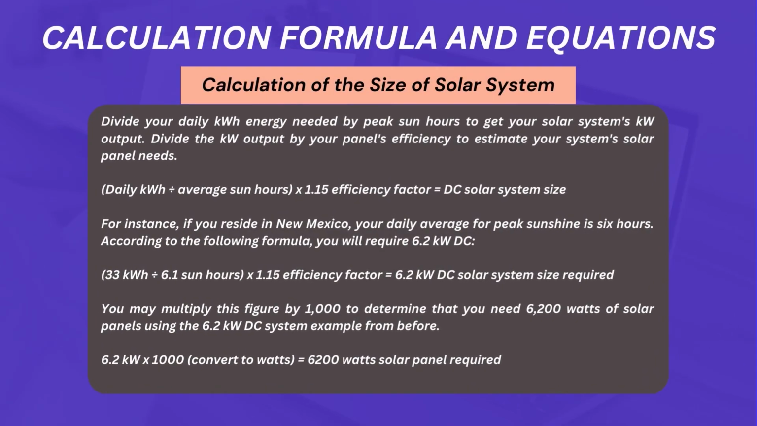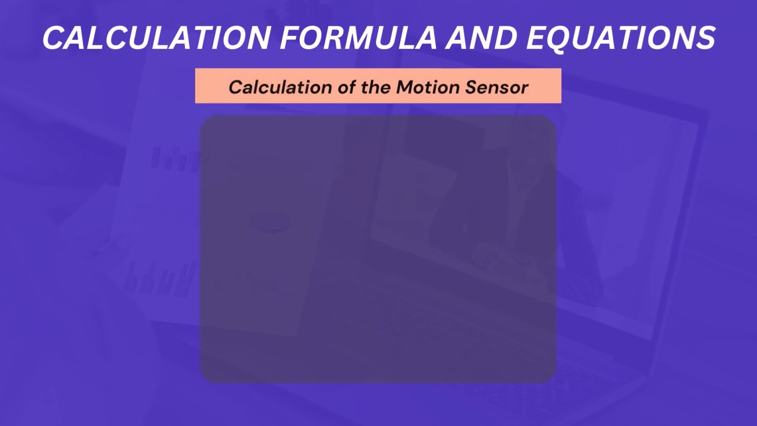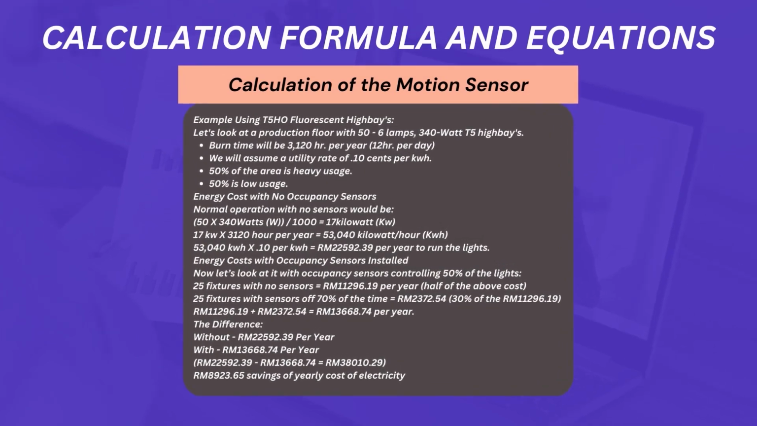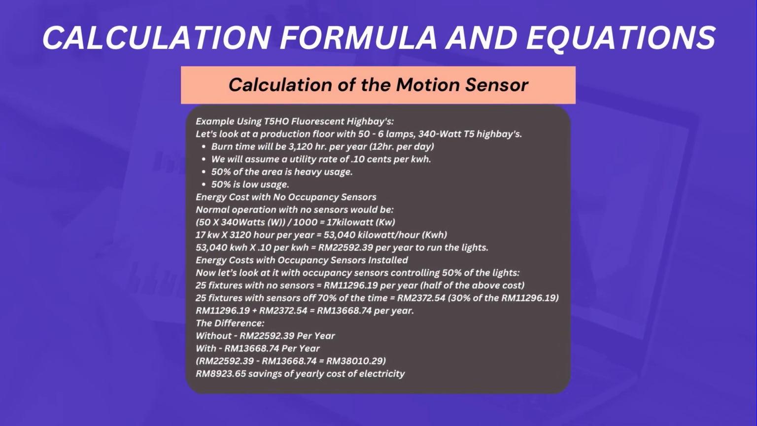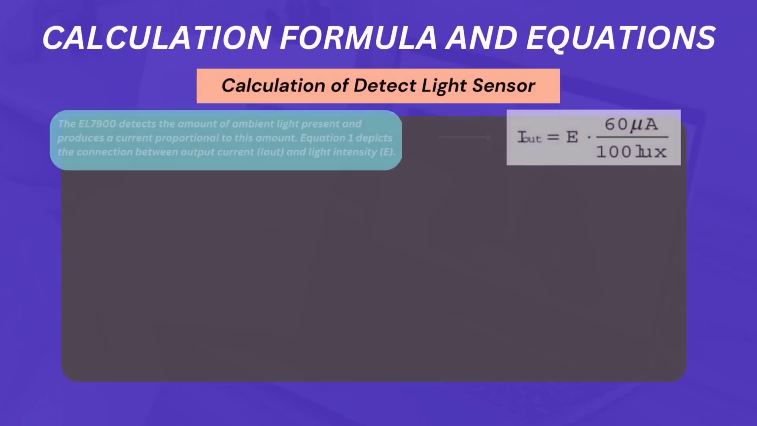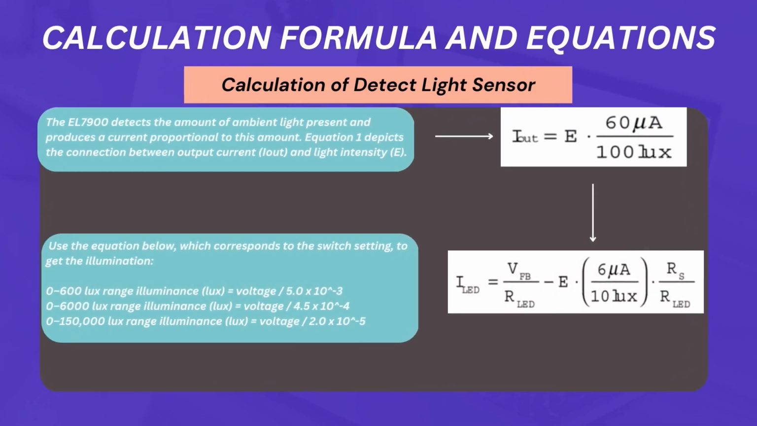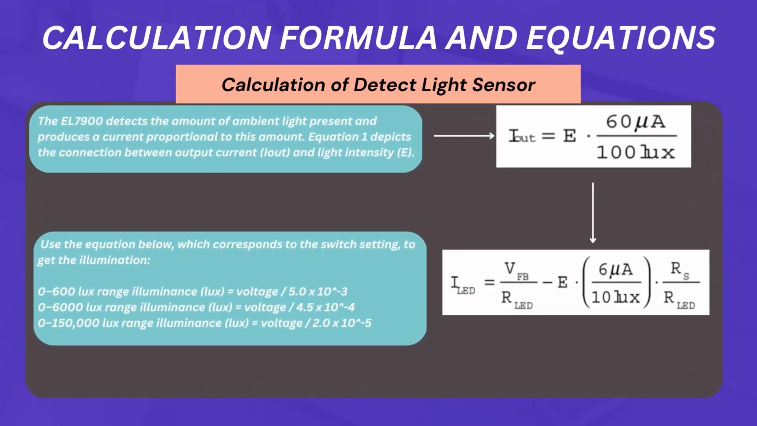The second one is calculation of the size of the solar system, and the result we got is 6,200 watts of solar panels are required. For the second one, calculation of the motion sensor, we got RM 8,923.65 savings on the yearly cost of electricity. So for the last calculation is a calculation of the detect light sensor.